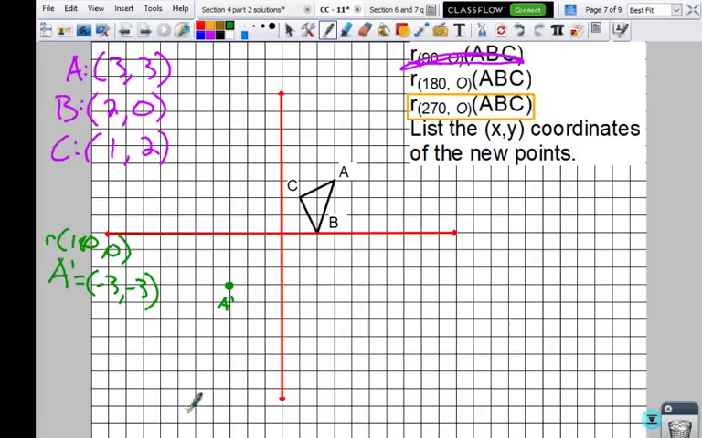And we're going to keep going, and we're going to do it to B this time, to get a B prime. So I'm going to multiply by -1, multiply by -1, and I'm going to get -2, 0. So I'm going to go -2, up and down 0, and that is my B prime. And then the last one, for C prime, multiply by -1 times -1. I get -1, -2. So left 1, down 2. And that's my C prime.